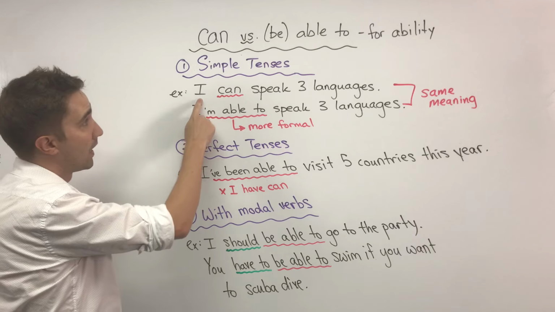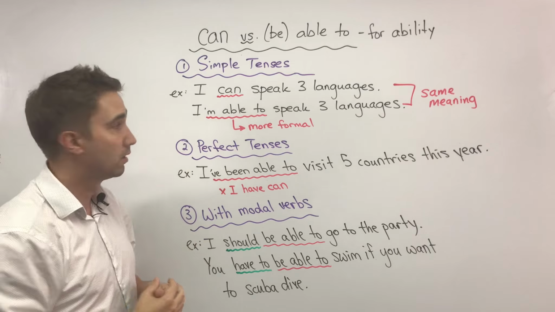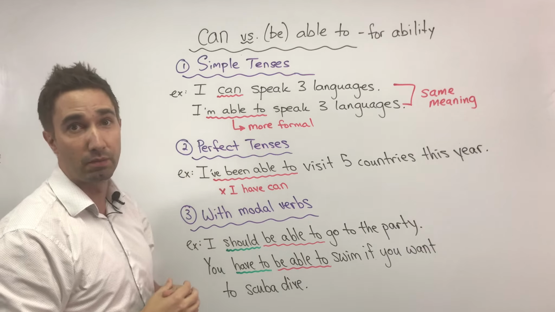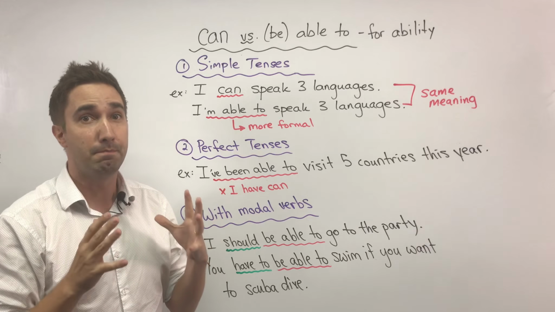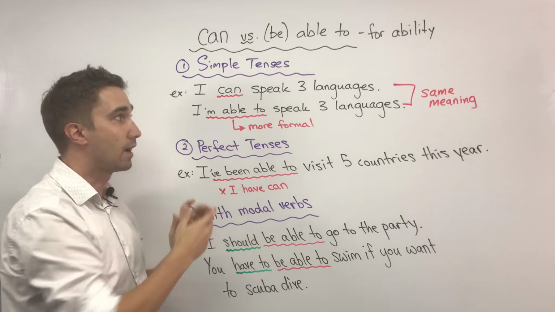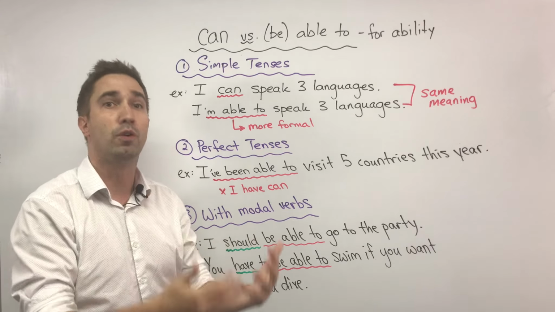So for example, I can speak 3 languages, or I'm able to speak 3 languages. These two sentences have the exact same meaning, but if we use I'm able to, it's more formal.